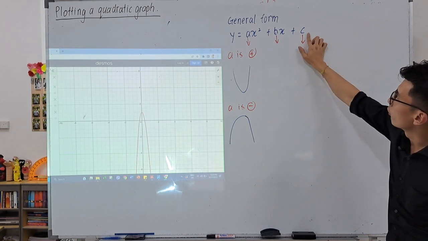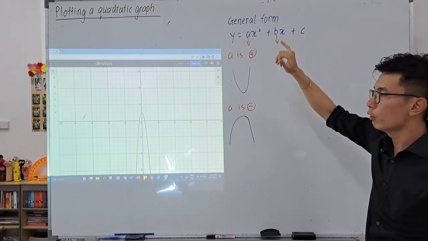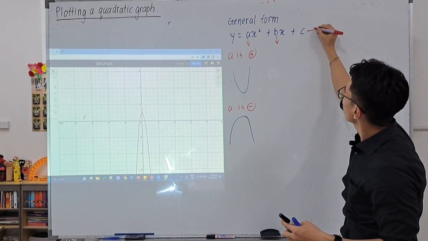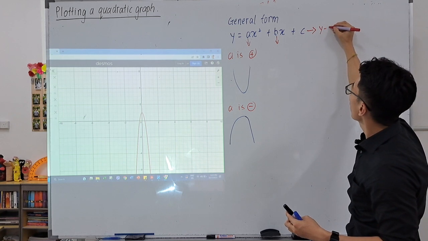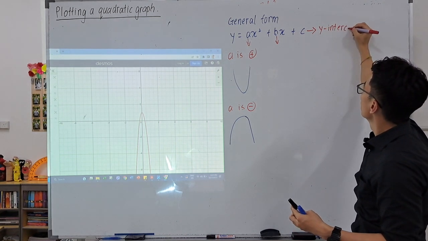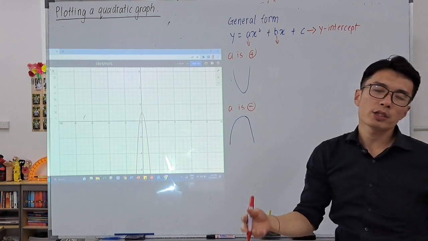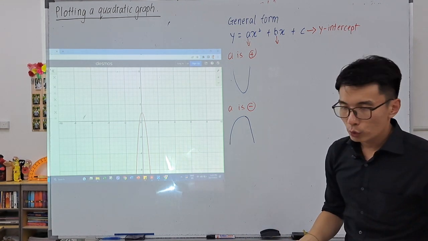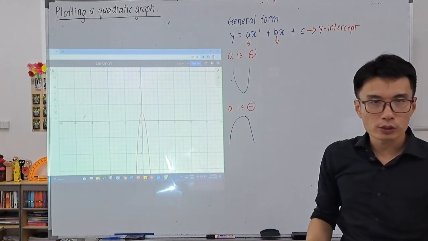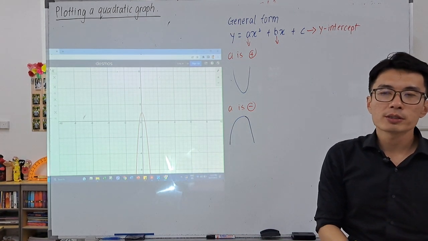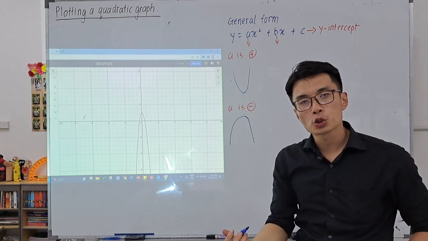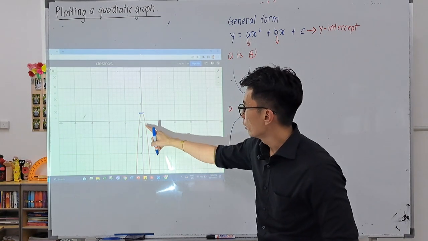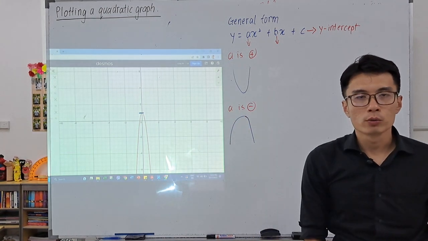Now, what about the value of c? I will come to b in a while, but I just want to talk about c first because c is a simple one. The c over here is basically just the y-intercept. It's the same as your straight line graph, y equals mx plus c. The c represents the y-intercept. So where is the y-intercept over here? The y-intercept is defined as where the line cuts through the y-axis. In this case, it is this point over here.